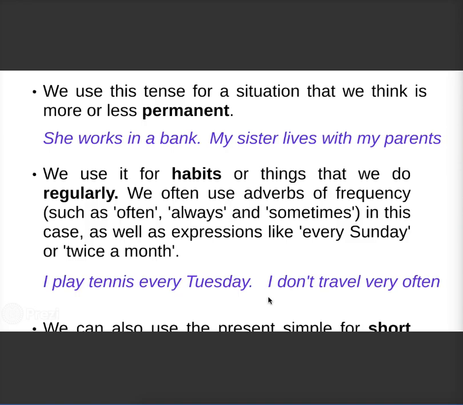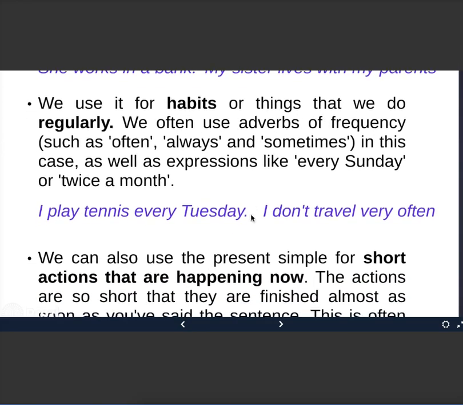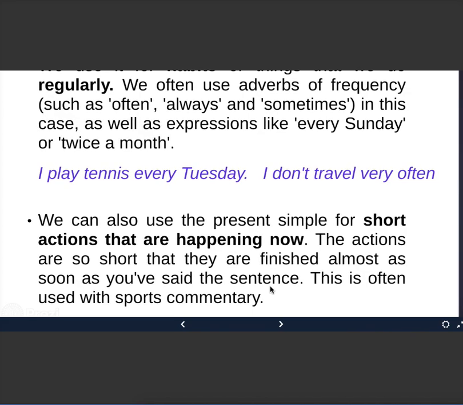Ok, esto ya lo sabían. Let's continue. There is another use. I am going to move the screen. We can also use the present simple for short actions that are happening now. Pilas con este, no se me vayan a confundir.